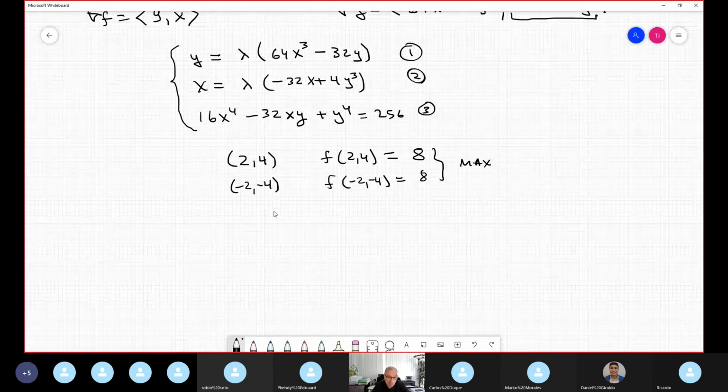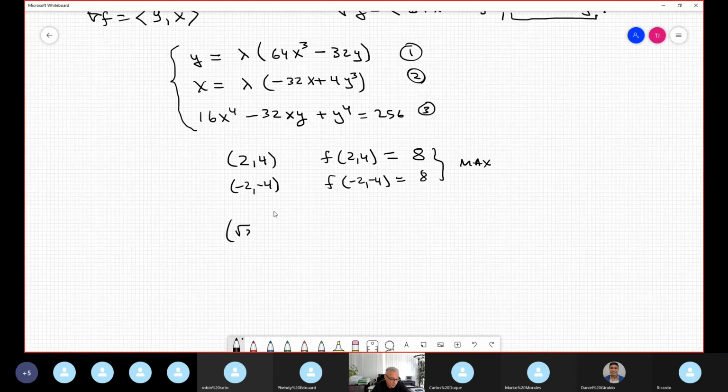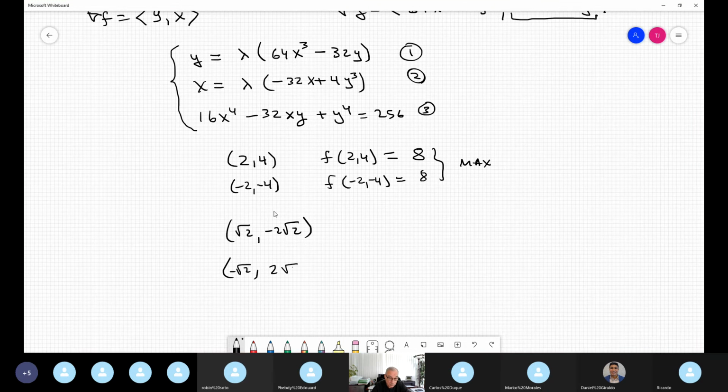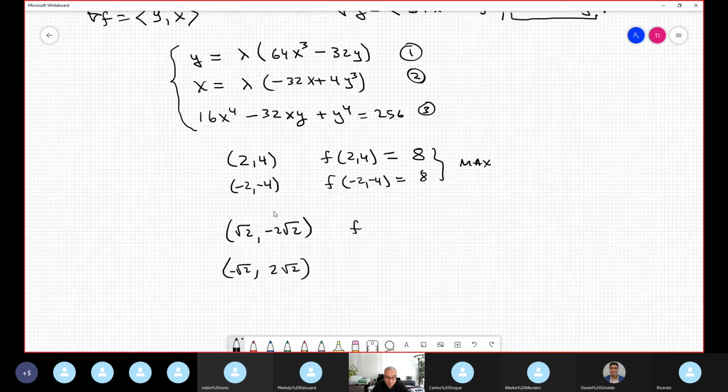You could put this in Wolfram Alpha. The points are (radical 2, minus 2 radical 2) and (minus radical 2, 2 radical 2). The function evaluated at these points is equal to minus 4. And this is the minimum. Okay?